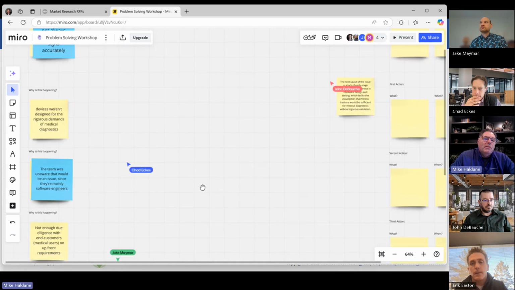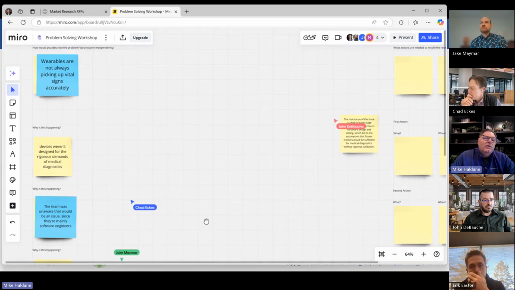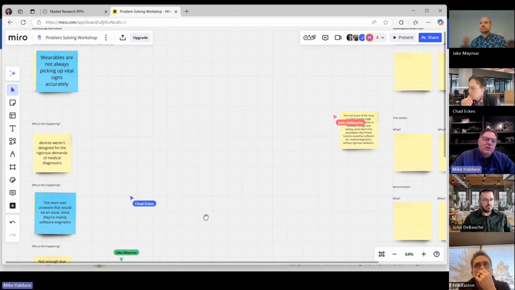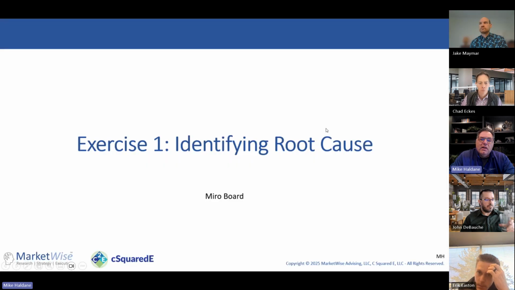What I would say is that in the long form of this exercise, we would try to present evidence as we go. So we would say, okay, how do we know that the wearables aren't always picking up vital signs accurately? And we'd say, well, this, that, and the other happened, and we have documentation of that. So we would document that evidence as we go from step to step as well. But given the time that we have today, I'm going to end it there and go back to where I was with the deck and talk about a couple more things before we jump into the next exercise.